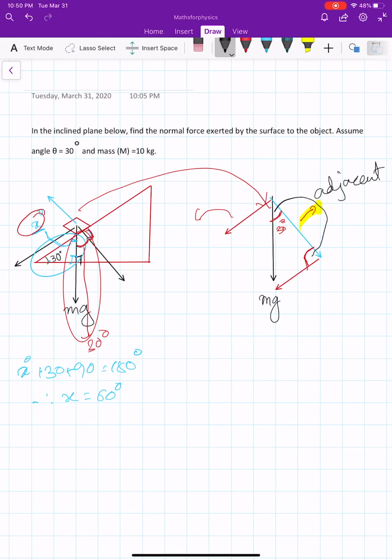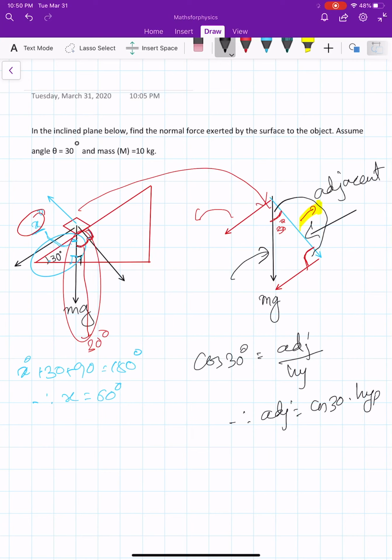Now we are only concerned with this force because we have to find the normal force, right? So what is the trigonometric function that relates hypotenuse and adjacent? Cos theta, right? So cos 30 is adjacent over hypotenuse, therefore adjacent is cos 30 times hypotenuse. Hypotenuse is mg, therefore adjacent is mg cos 30, right?